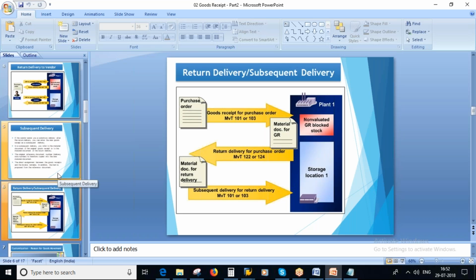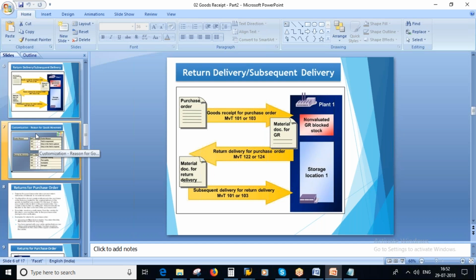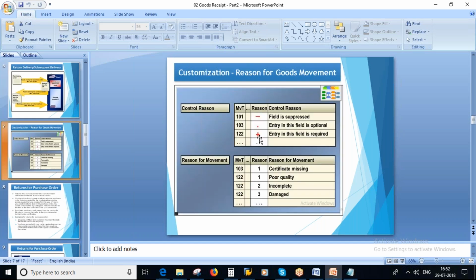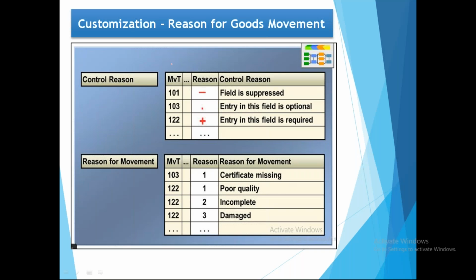Okay, interview questions: what is return delivery, what is subsequent delivery, what are the movement types, they will ask in the interviews. So you should be in a position to answer these questions. Now these reasons for goods movement, you can add in the configuration. I will show you this when we go to the configuration. As of now the system is showing some reasons for movement. You can add your own reasons for movement also, against each movement type.